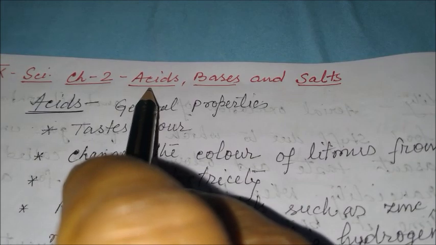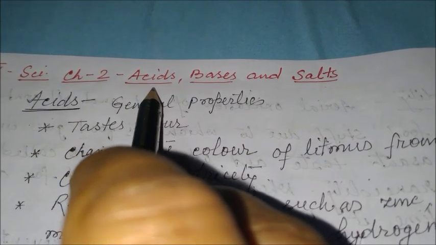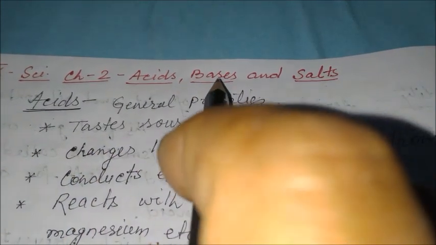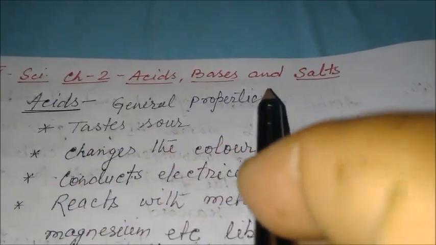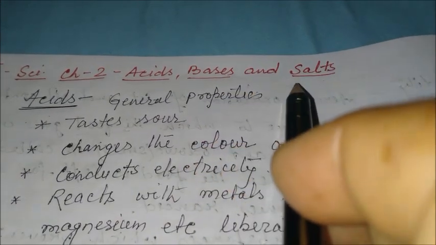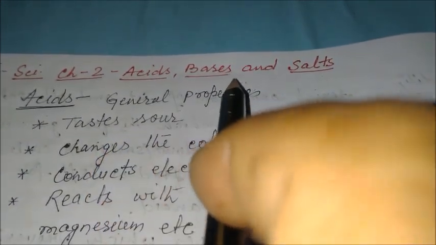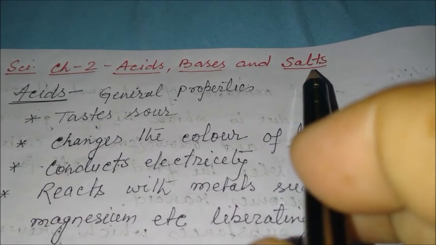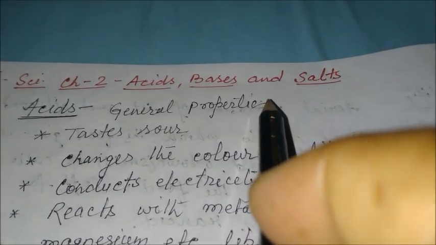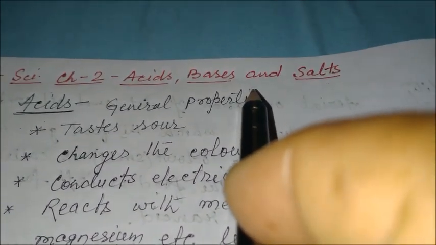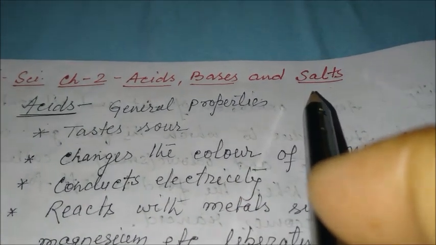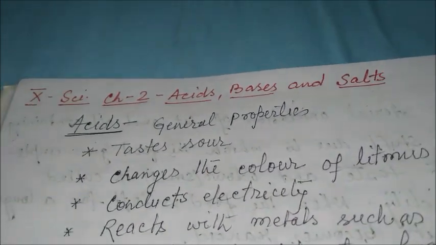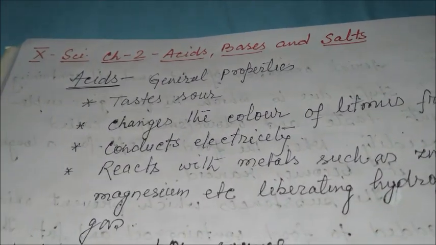Today we are going to start the new chapter Acids, Bases and Salts, and it is the most important chapter for class 10. Acids, bases and salts, these are the three main chemical compounds. These also act as electrolytes, and we know that the substances which when dissolved in water conduct electricity are the electrolytes. We will read about these three one by one.